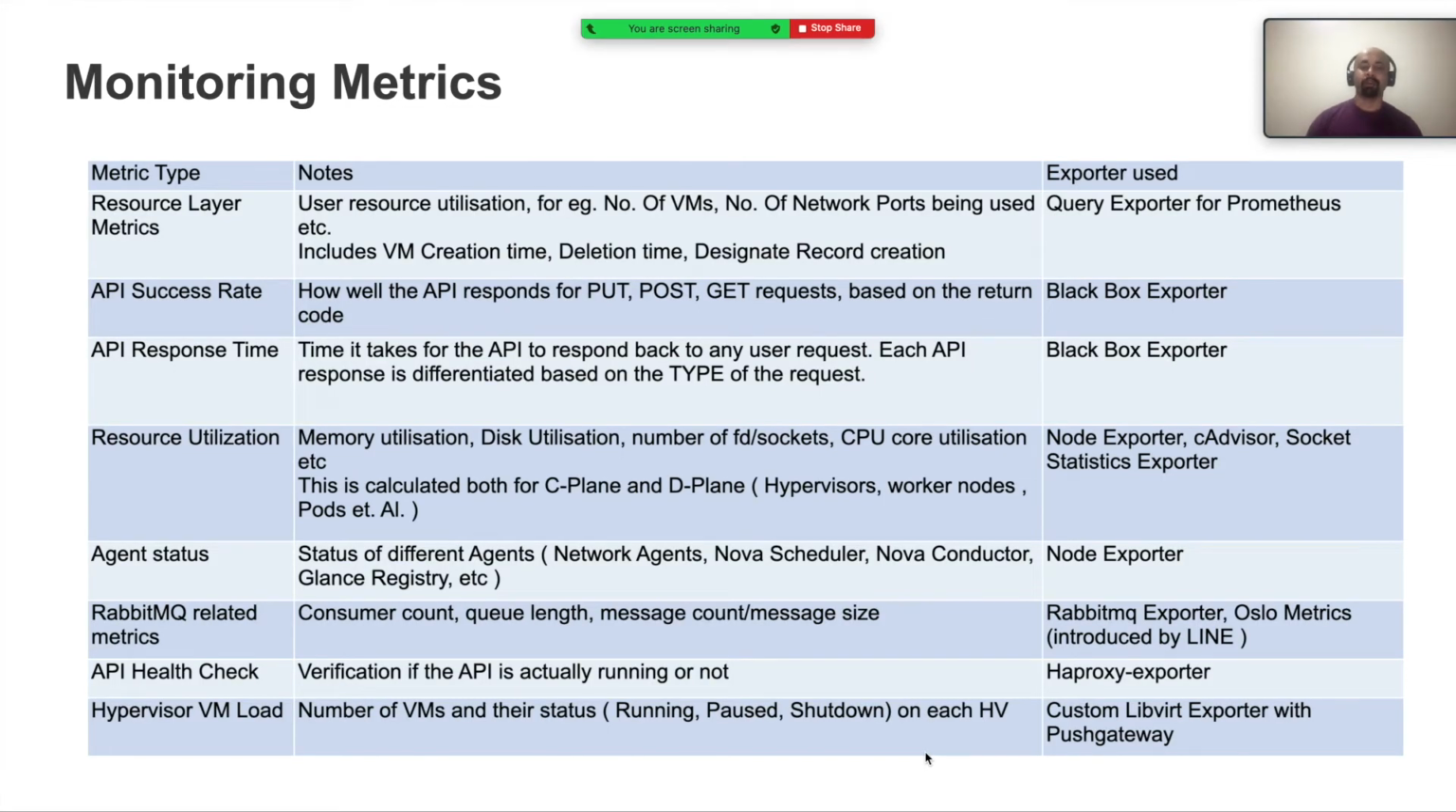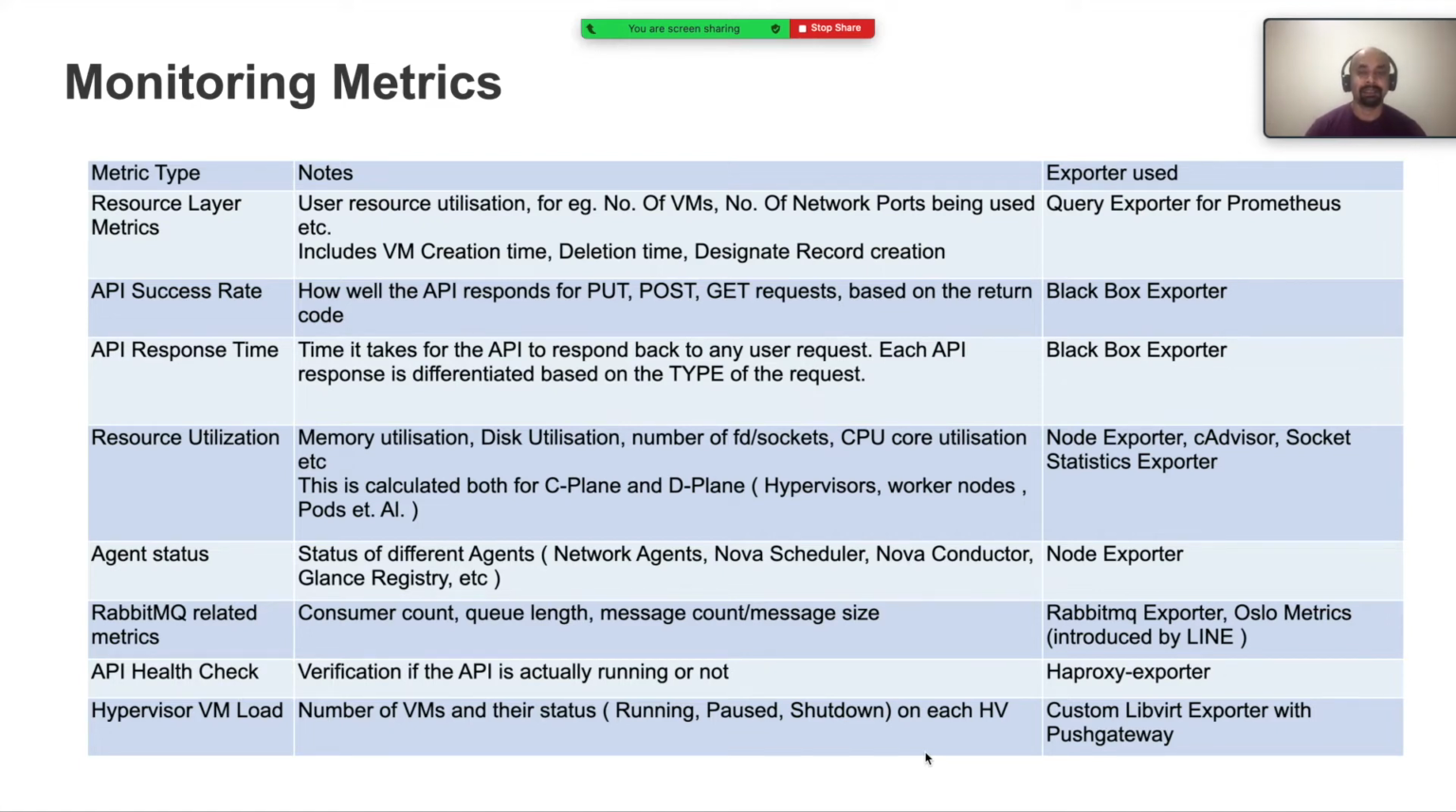Next we come to the monitoring metrics which we have used in the cluster monitoring project. The first one is the user resource layer metrics, which includes the number of VMs, ports, networks, the VM creation time, deletion time, and how we get that information and show it to the user. The next is the API success rate, which includes the API's behavior, how well the API responds. Third is the API response time, how fast the API responds. Fourth is the system resource utilization, like the memory utilization, disk utilization, socket utilization, etc.